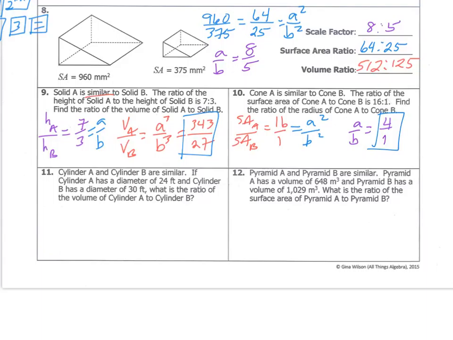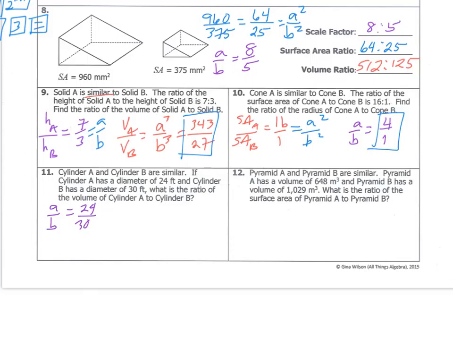And then for 11, cylinder A and cylinder B are similar. If A has a diameter of 24, is that a linear measurement? Diameter, yep. And cylinder B has a diameter of 30 feet, so let's put diameters, that's A to B. And so they've given you 24 is to 30. And they've told you that they're similar, so I can set those as a ratio.